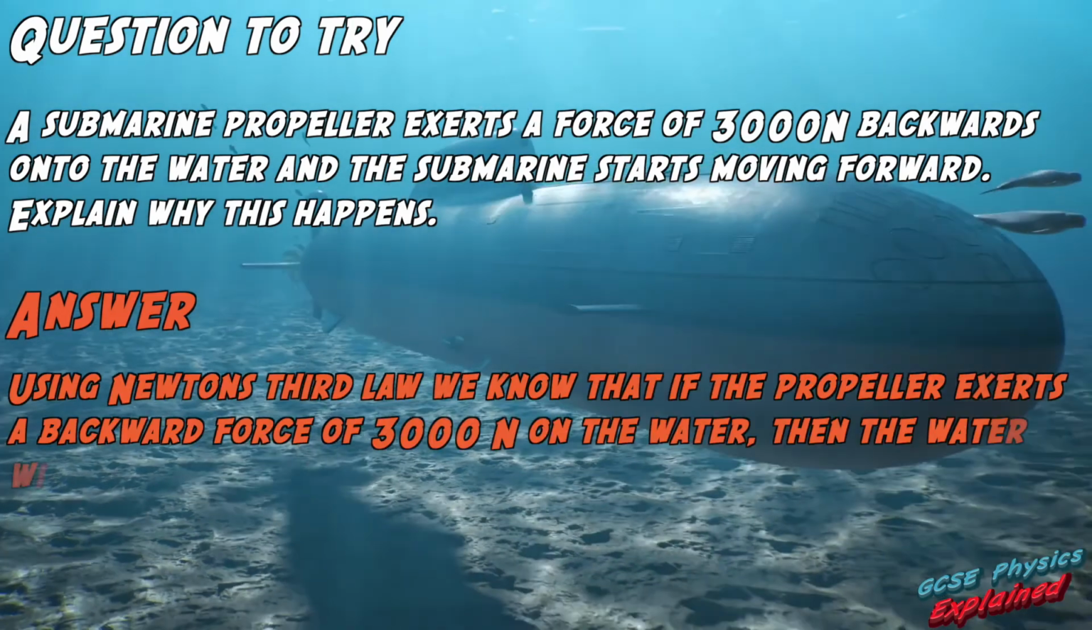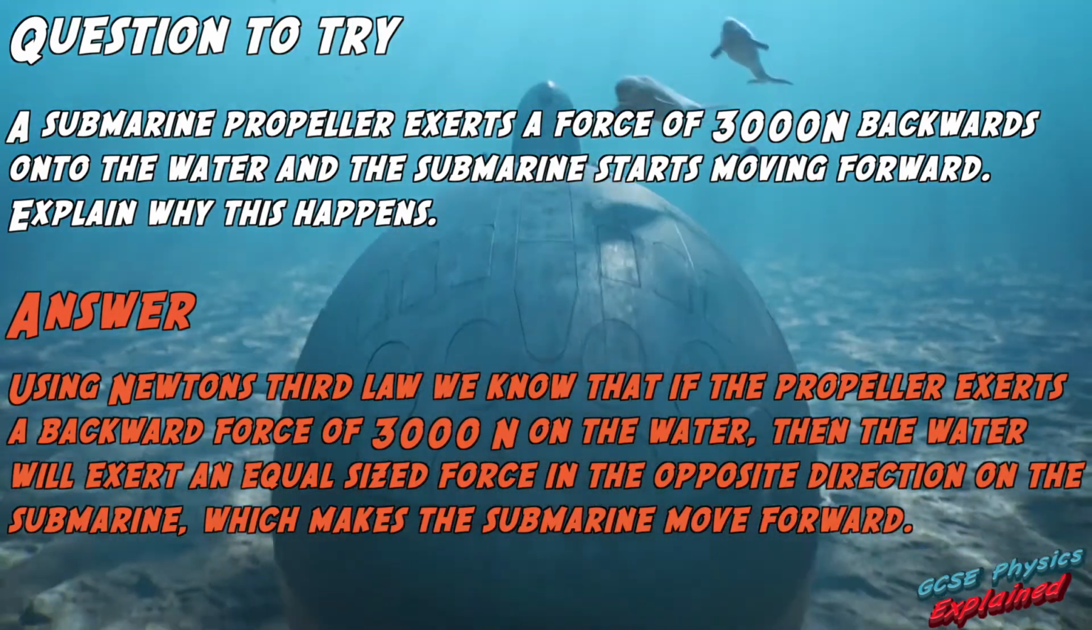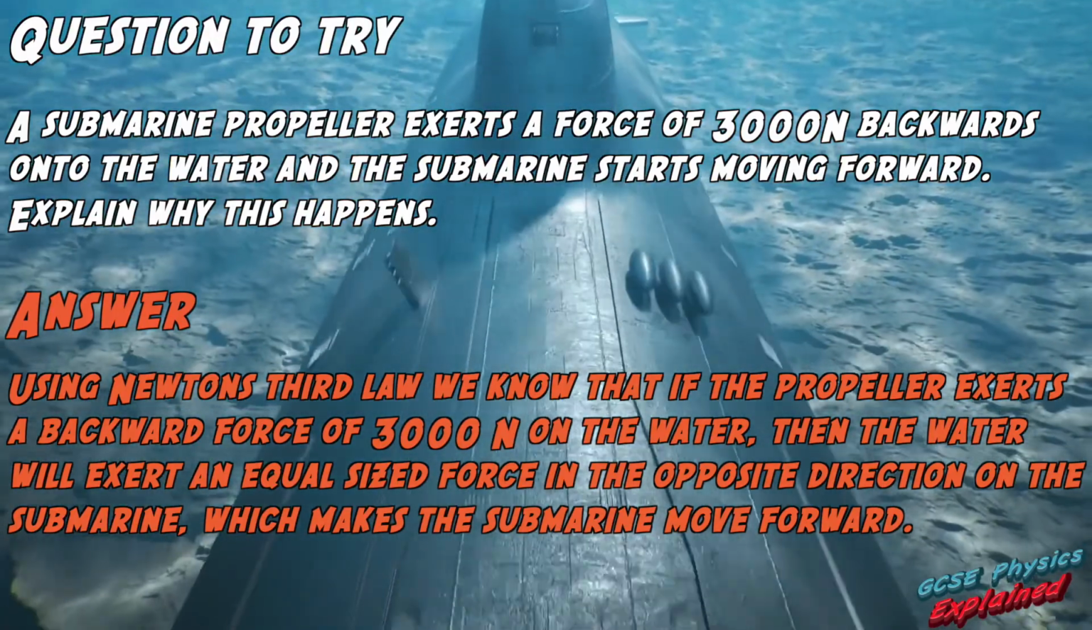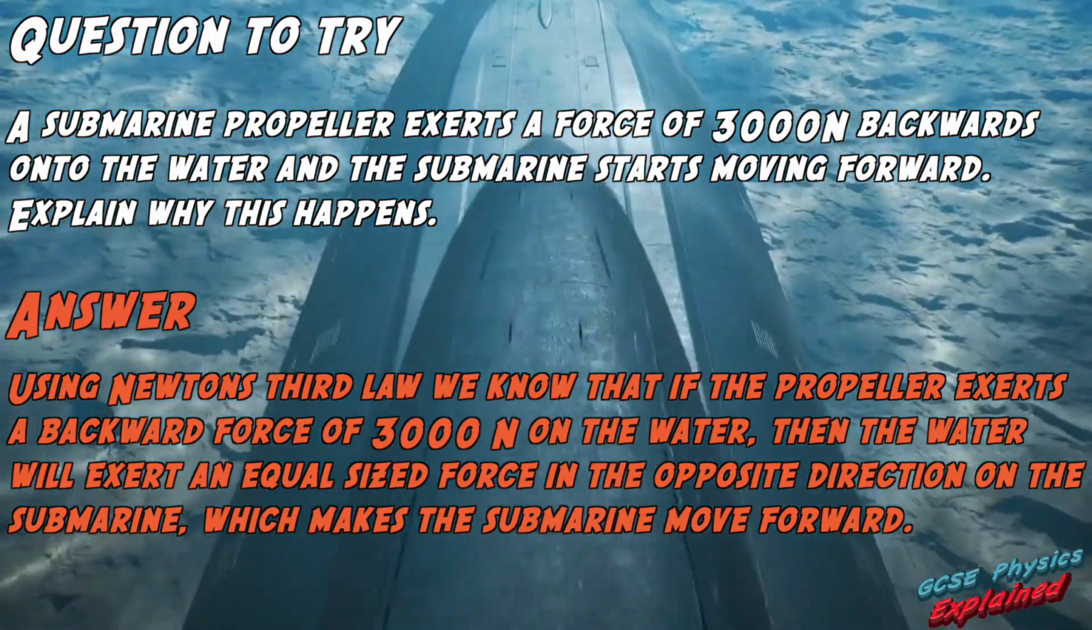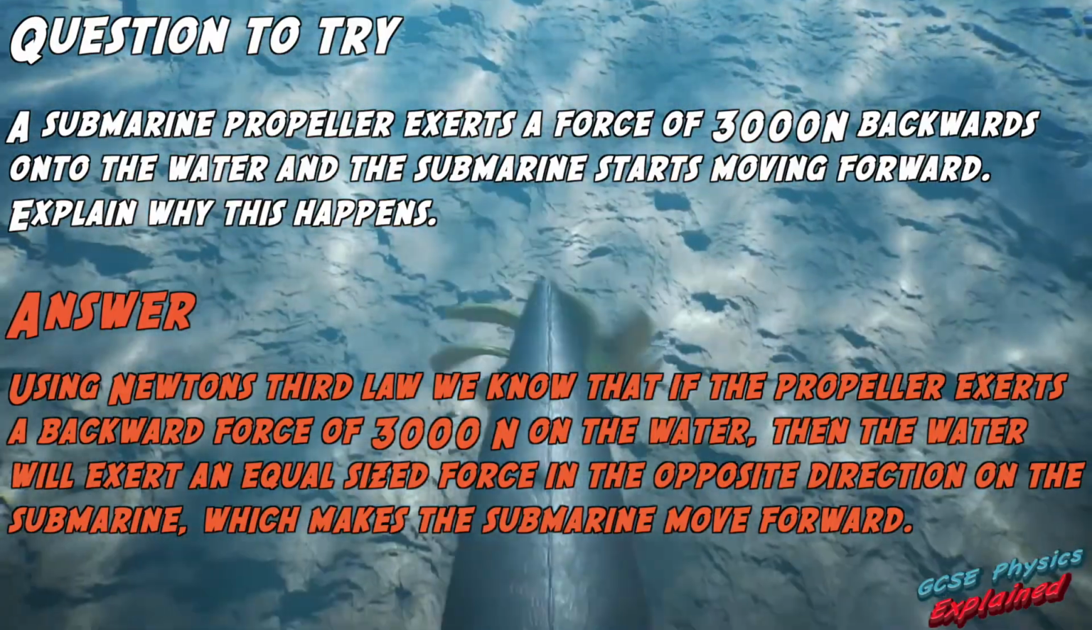Answer. Using Newton's third law, we know that if the propeller exerts a backward force of 3000 newtons on the water, then the water will exert an equal sized force in the opposite direction on the submarine, which makes the submarine move forward.